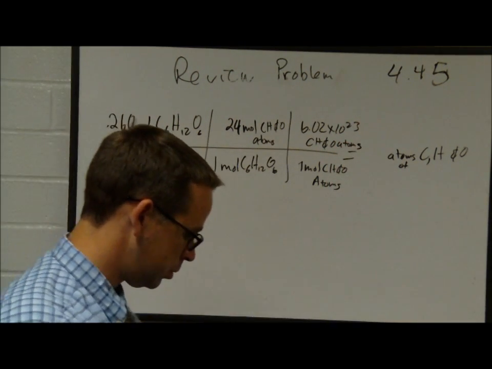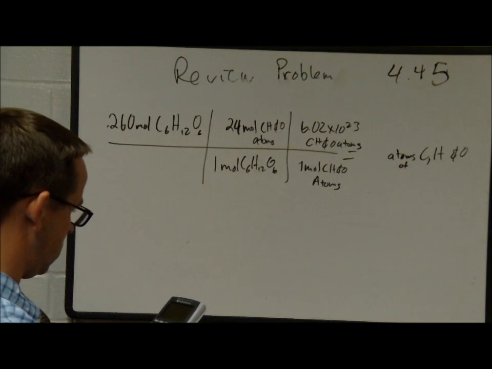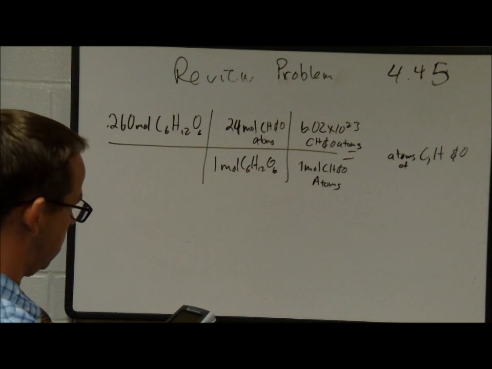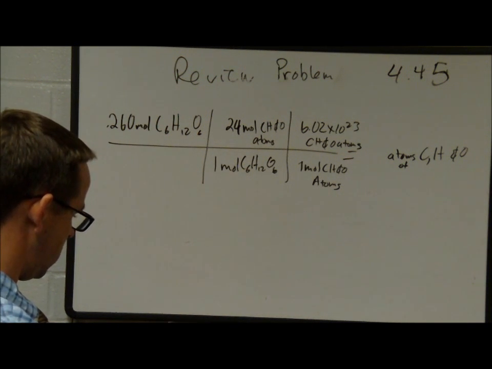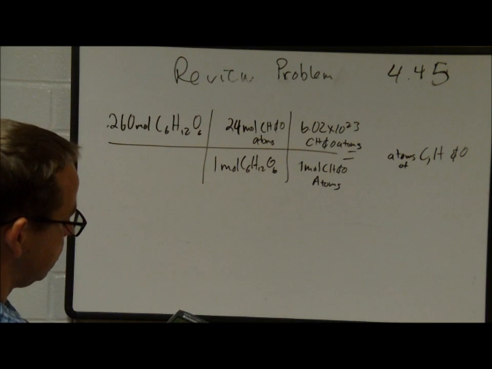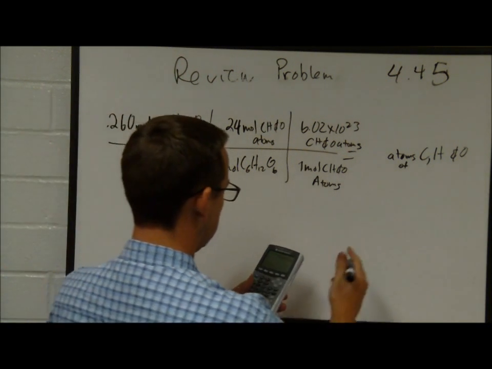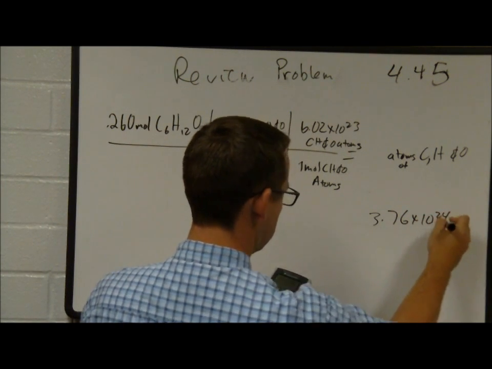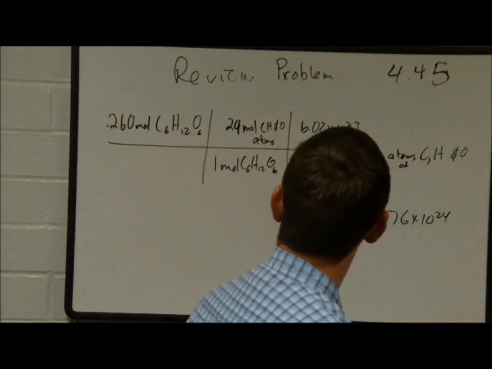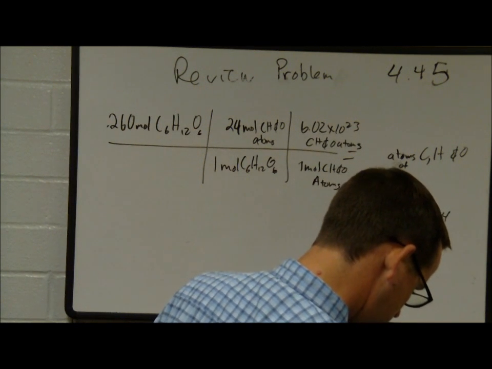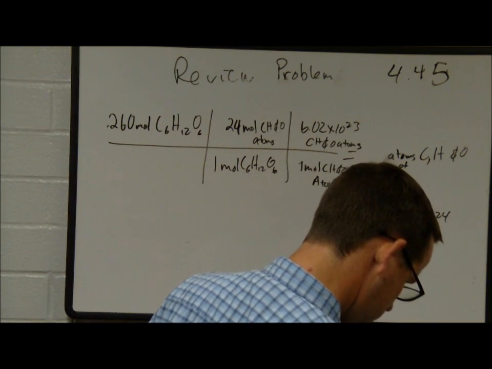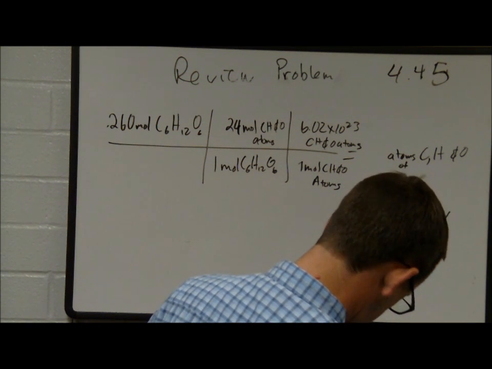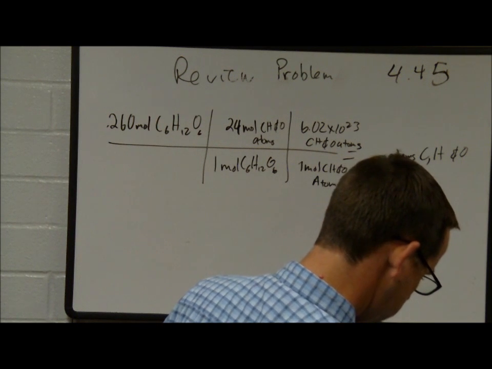All right, so 0.26 times 24 times 6.02 times 10 to the 23rd. So I'm getting 3.76 times 10 to the 24th. 445, is that right? All right, good.